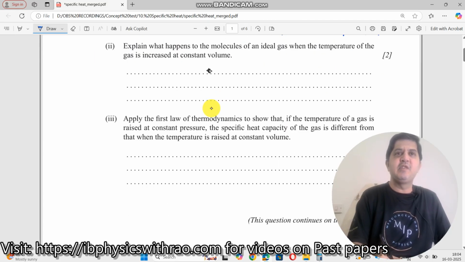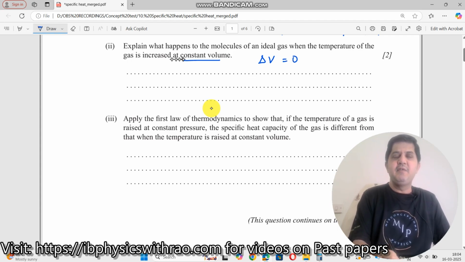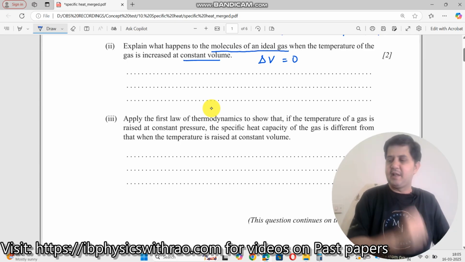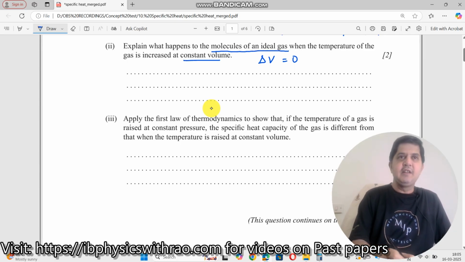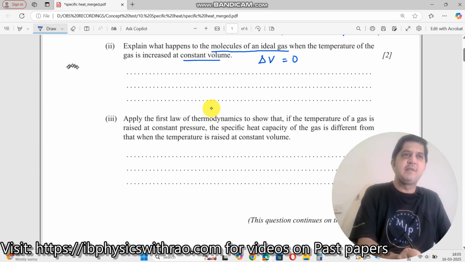Explain what happens to the molecules of an ideal gas when the temperature of the gas is increased at constant volume. When you increase at constant volume, which means what? Your ΔV is 0. Change in volume is 0 when you say constant volume. What happens to the molecules of an ideal gas? You will describe it in terms of energy.